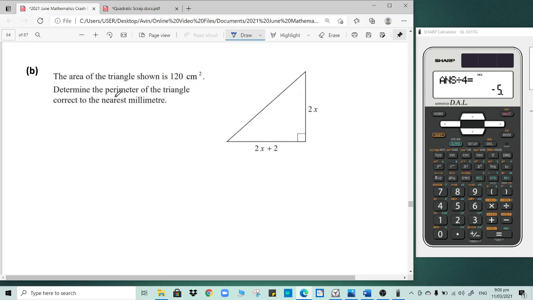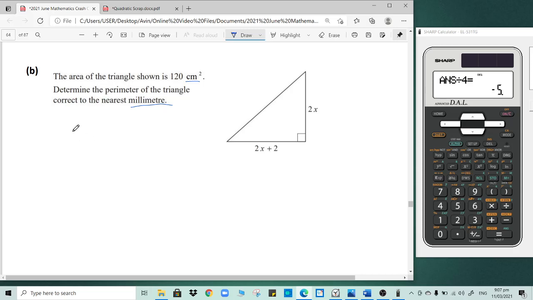In this question, they told us that the area of the triangle is 120. They want us to determine the perimeter of the triangle correct to the nearest millimeter. So let's just find x first. Work out everything in centimeters, and then we will convert everything to millimeters. Let's not let the millimeters get to us.